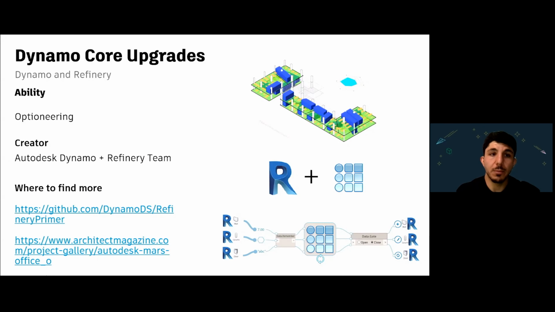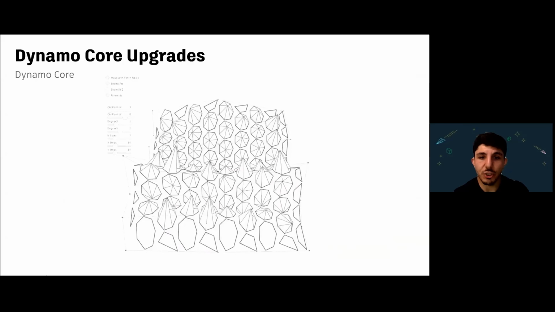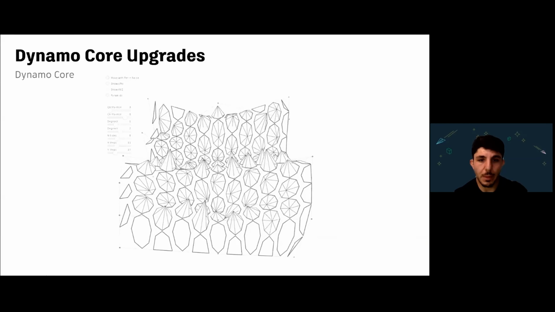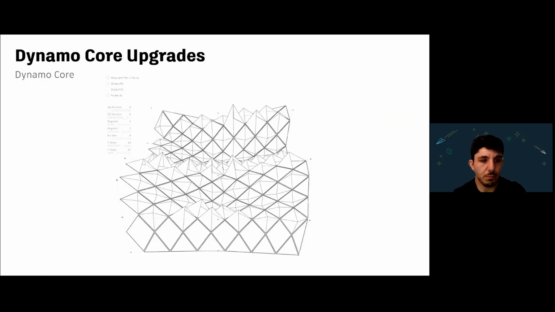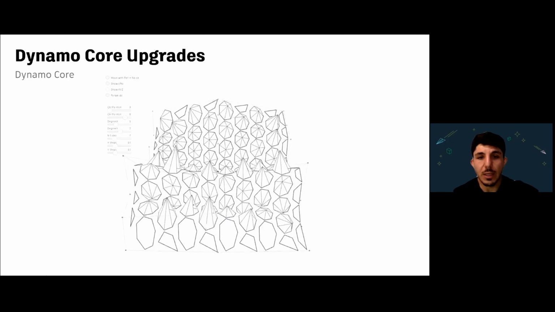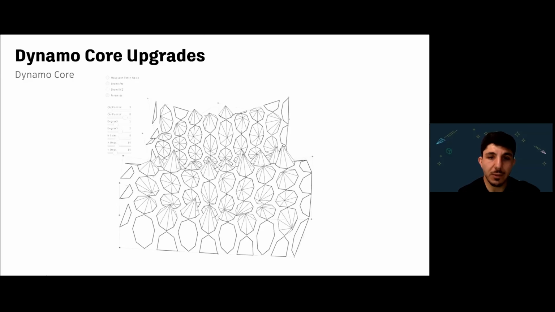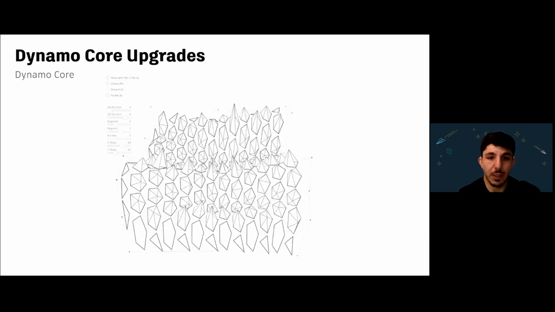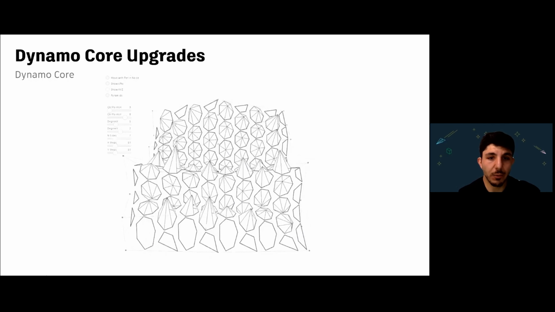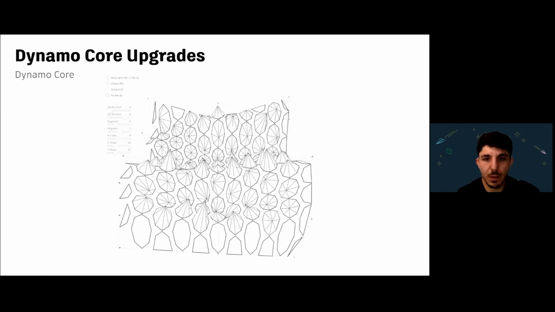We'll talk more about Python in a minute, but first, Dynamo and Refinery. The Refinery team and the Dynamo team have teamed up and created a core upgrade that really integrates Revit, Dynamo, and the Refinery generative design. It lets you use optioneering to find different ways to explore geometry and solutions to your design studies. Easy to use, easy to configure, and it's integrated with Dynamo so you can get the most out of it. And there's a whole primer just on this that I highly recommend you check out. I linked it to this deck.